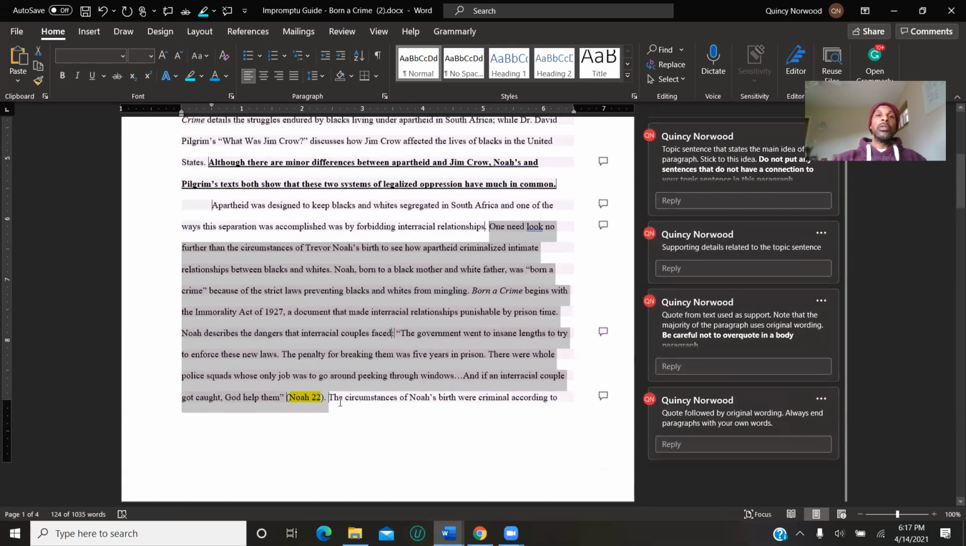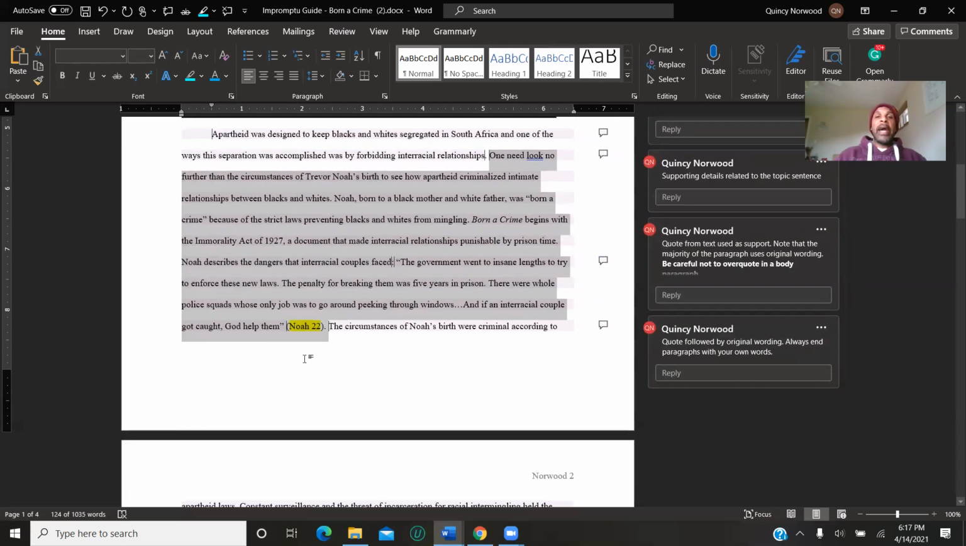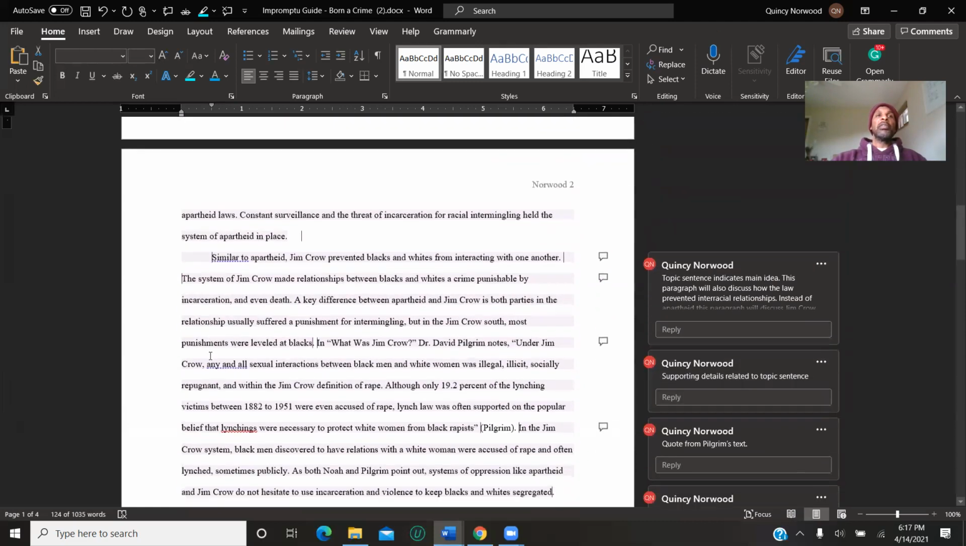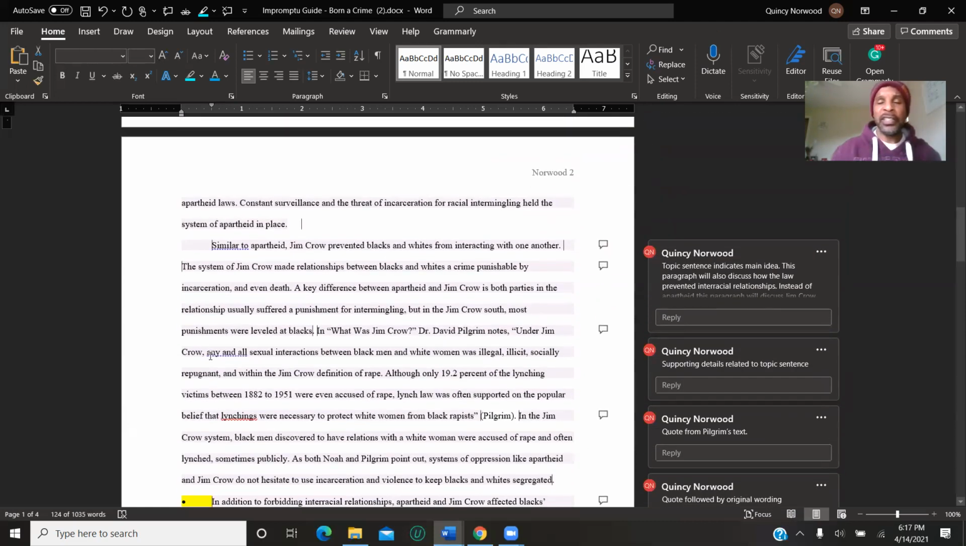Now if we're using the alternating pattern, since we discussed how apartheid prevented interracial relationships, we're going to follow that up with a paragraph discussing how Jim Crow prevented interracial relationships. Similar to apartheid, here's a transitional phrase. Similar to apartheid, Jim Crow prevented Blacks and whites from interacting with one another. Same idea, just we're pulling from a different source.